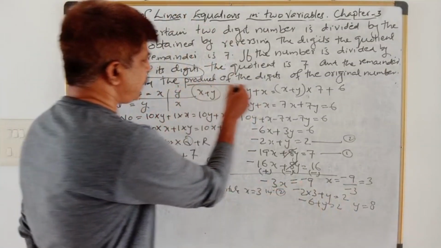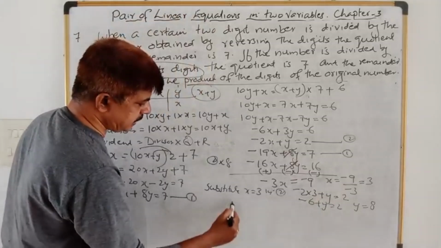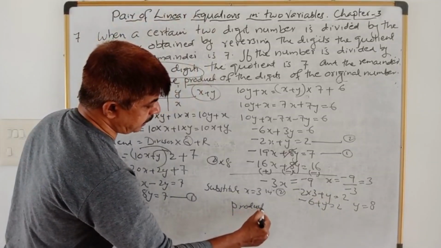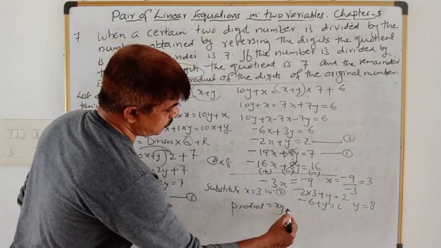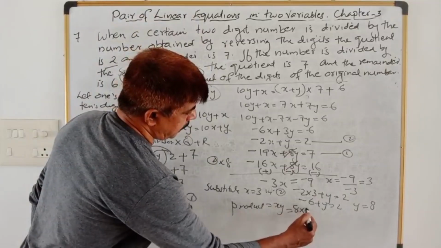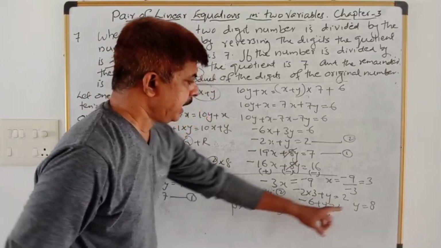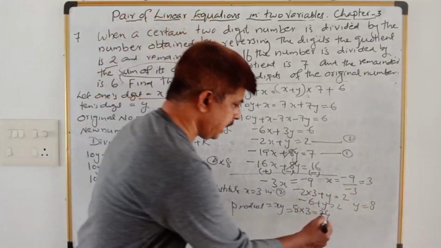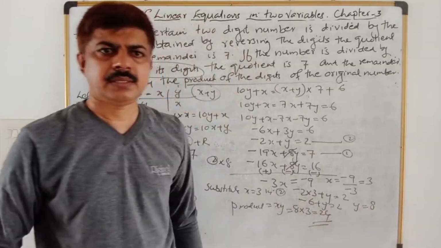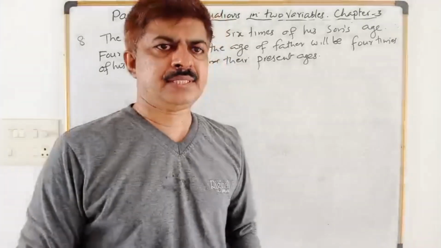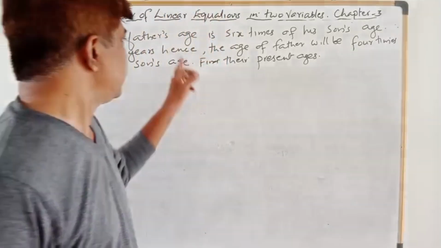So we want to find the product of the digits. What is the product of the digits? Product of the digits means x and y, xy. xy means x and y we have to multiply. What is the product of 8 and 3? Answer is 24. Clear? Okay, here is the 8th question.